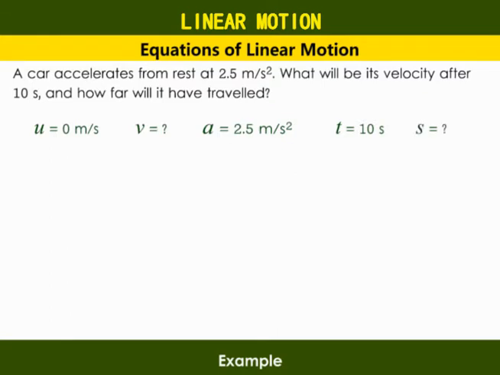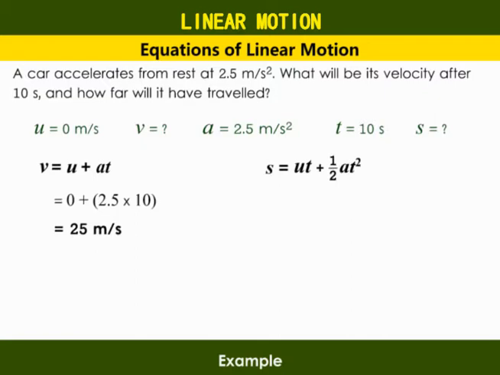First, let us find v. The first equation will do. v is equal to u plus at. This is equal to 0 plus 2.5 times 10, giving us 25 meters per second. Now we can find s using the second equation. s is equal to ut plus a half at squared. That will be 0 times 10 plus a half times 2.5 times 10 squared. That gives us 125 meters.